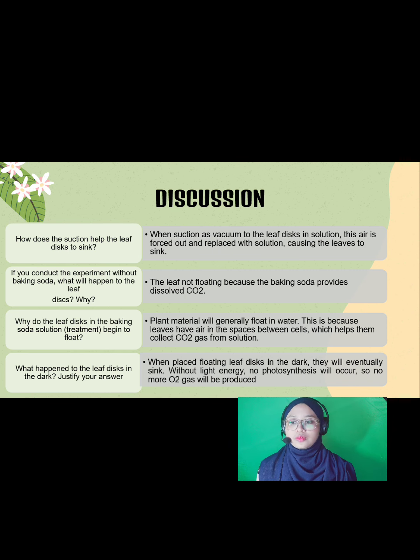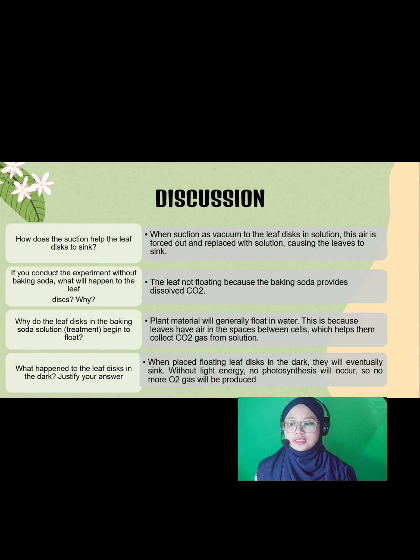Okay, the second is, if you conduct the experiment without baking soda, what will happen to the leaf? The leaf will not float because the baking soda provides the source of carbon dioxide, and when we do not have baking soda, the leaf cannot float.